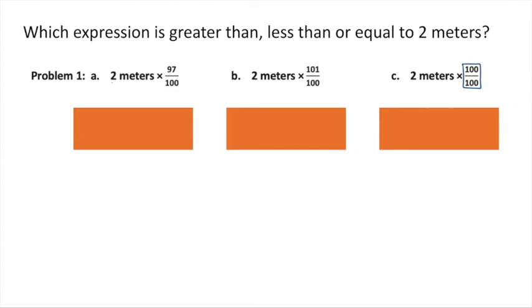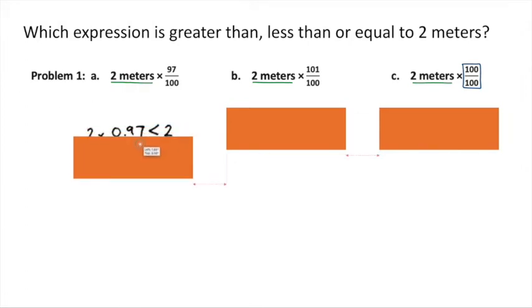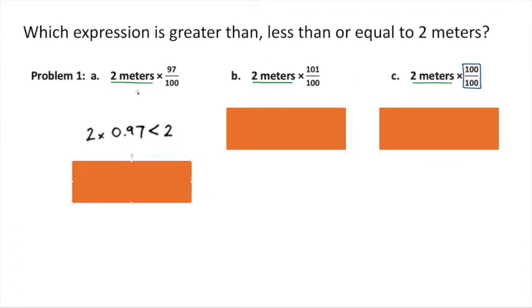So each one of these problems has a common factor of 2 meters, right? Because we're trying to decide what our products are going to be. So here, we're going to look at 97 hundredths. So the question you have to first ask yourself is this factor of 97 hundredths greater than, less than, or equal to 1? That's right, it's a little bit less than 1, which means that our product for this problem is going to be less than the whole, which is 2 meters, right? So we know that 2 times 97 hundredths, this is the same value represented as a decimal, will give us a product that is less than 2.